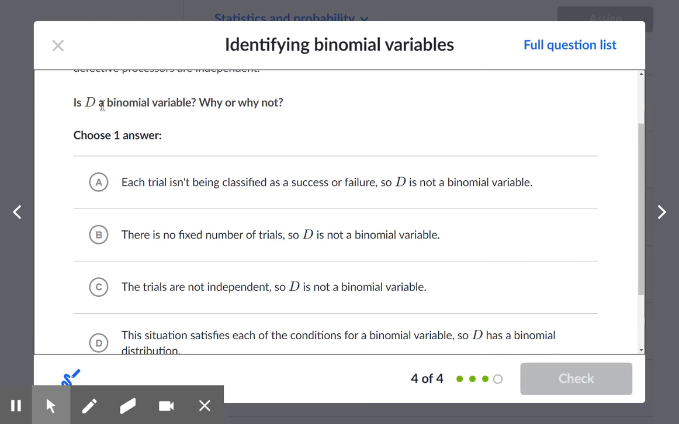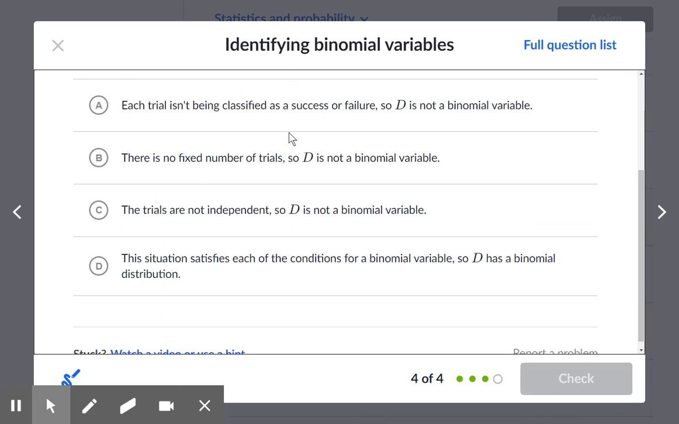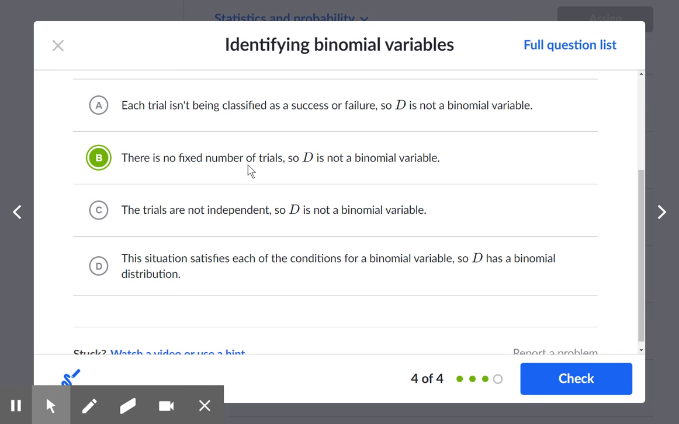So is D a binomial variable? No, it's not. Even though it has a fixed probability of success, and success or failure, either defective or not defective, is not a problem, there is no fixed number of trials.